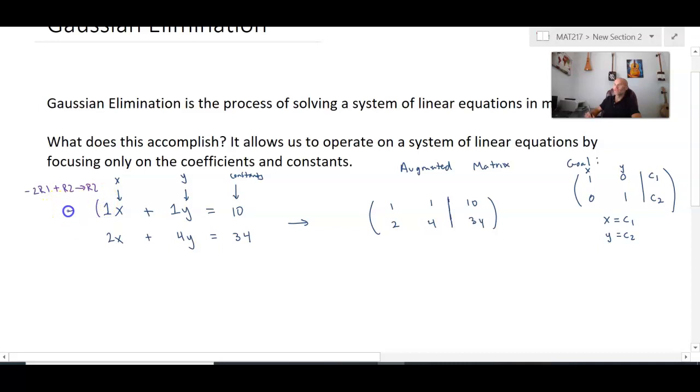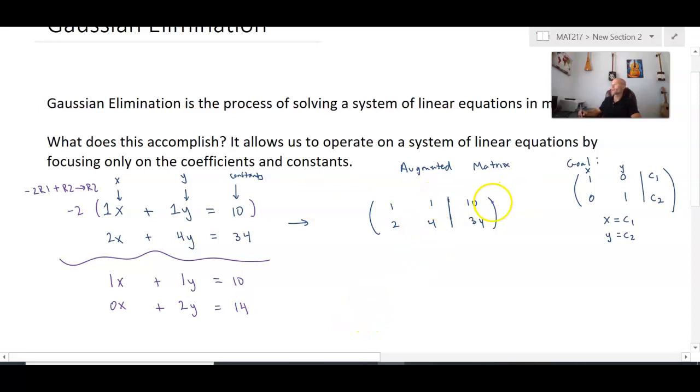Then I would come up with the system. Negative 2 times this first equation, and I'm just going to go ahead and write the result of this. Remember, we're not changing the first equation. It's still going to be 1x plus 1y equals 10. We're only using it to pivot off of and cancel out the 2x down here. So negative 2 times 1x is negative 2x, plus 2x is 0x. Negative 2 times 1y is negative 2y, plus 4y is 2y. Negative 2 times 10 is negative 20, plus 34 is positive 14.